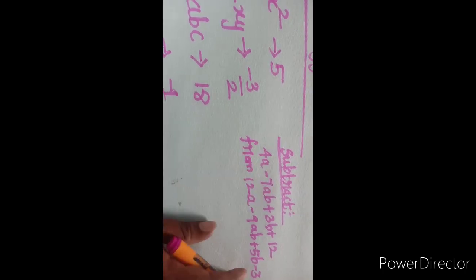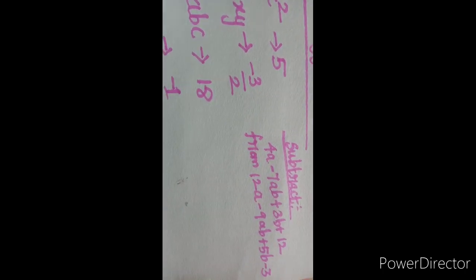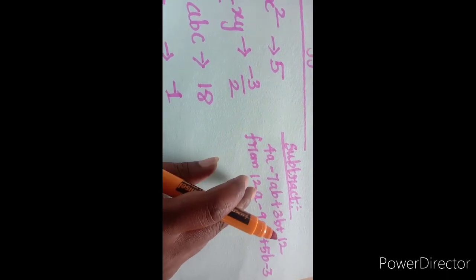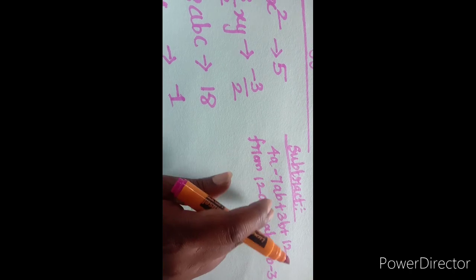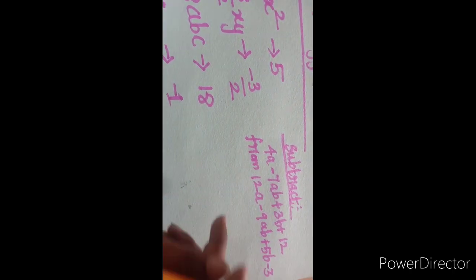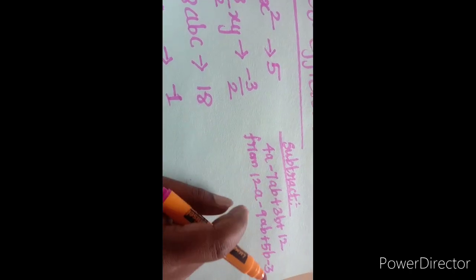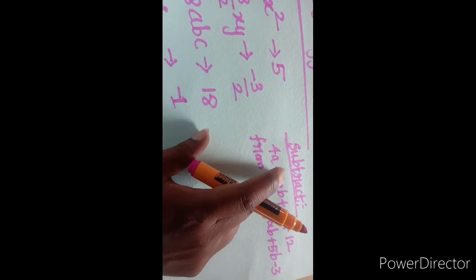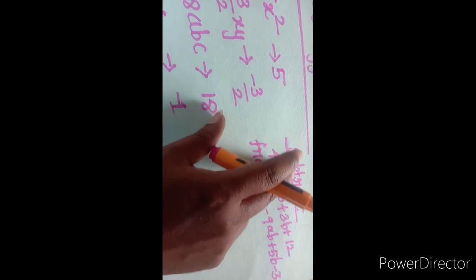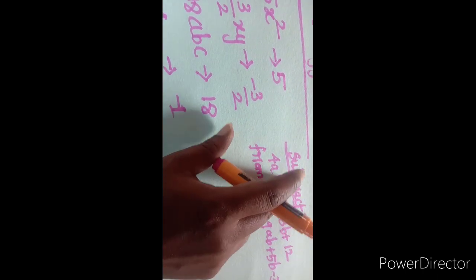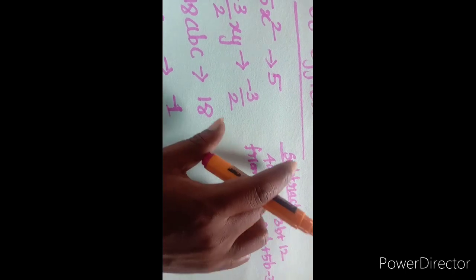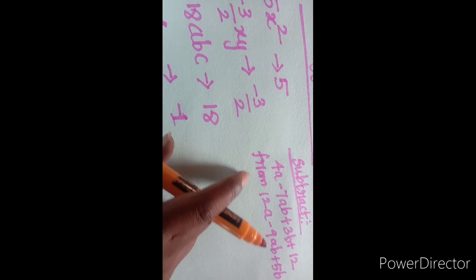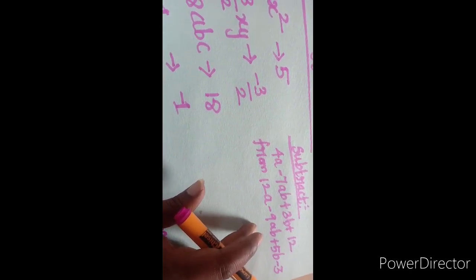Same method we are going to use to subtract the expressions. Subtracting the expressions. See here, two expressions are there. That is 4a minus 7ab plus 3b plus 12, from 12a minus 9ab plus 5b minus 3. You can read the question from the subtraction word. Subtract this expression from this one.